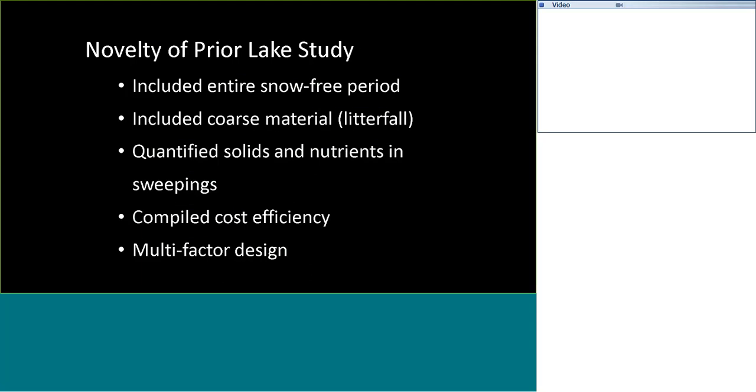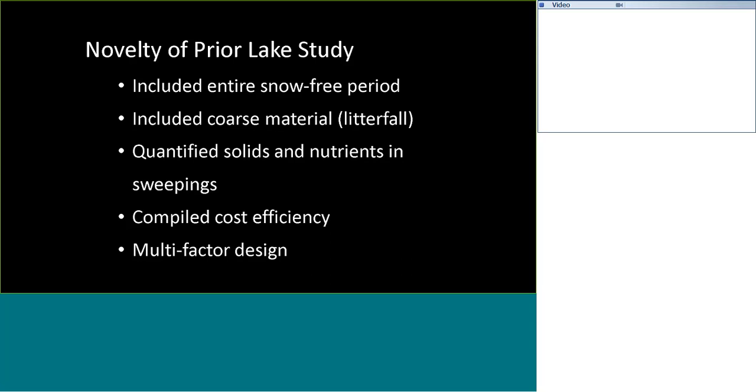And the Prior Lake study was novel relative to prior studies of street sweeping, in that it included the entire snow-free period. A lot of past studies actually excluded the autumn period, when we see the majority of litter fall. We also quantified removal of nutrients and solids in the coarse material, or the litter itself, which had been excluded in a lot of past studies.